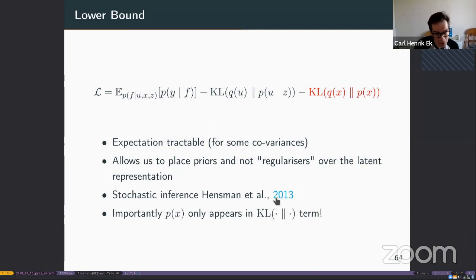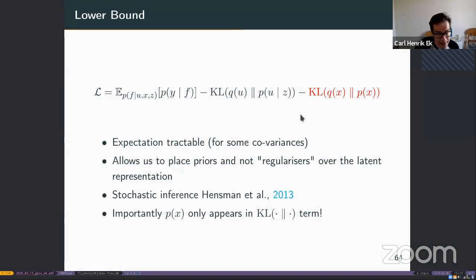So the cool thing about this now is that this expectation, there's many ways of actually optimizing this bound, so we want to maximize it. You can, for certain covariance function, compute this expectation in closed form. You can also do sampling, you can do all sorts of funny things with it. And then you have these two KL terms.